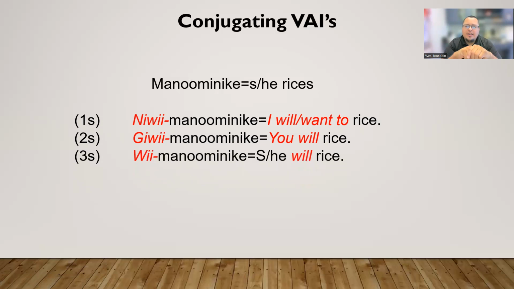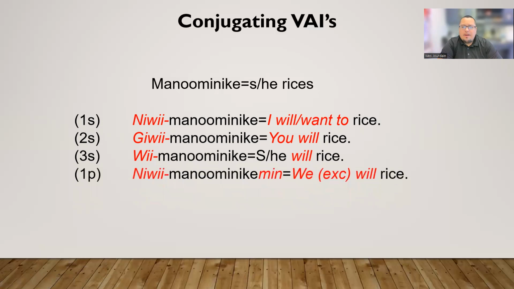Third person singular, she or he. Wiwi manominike. She or he will rice, or she or he wants to rice. Okay, I left that in the first one just to show you that it could be want. Okay, it's future tense. First person plural, talking about just us over here. We will or want to rice. Niwi manominike min. We, excluding you, will or want to rice.